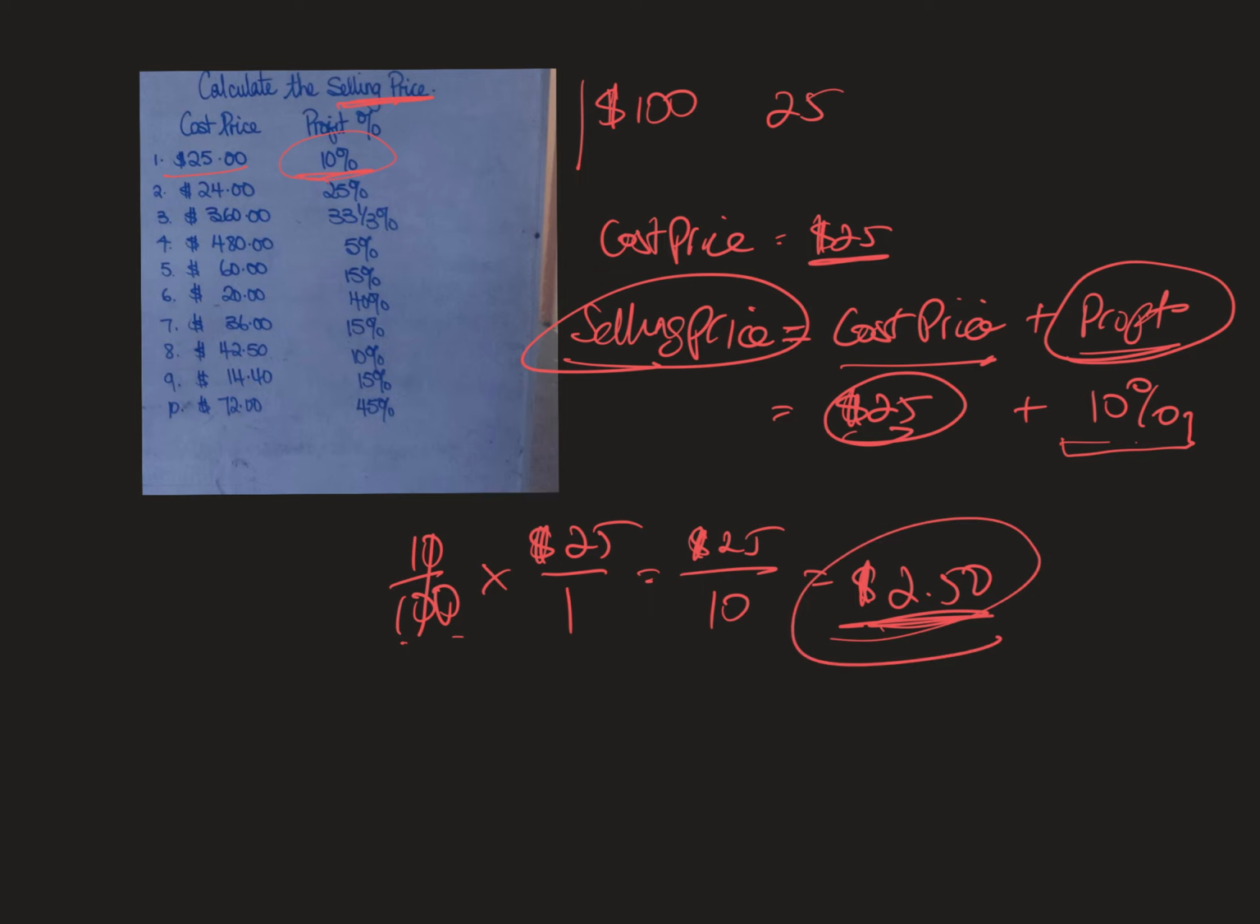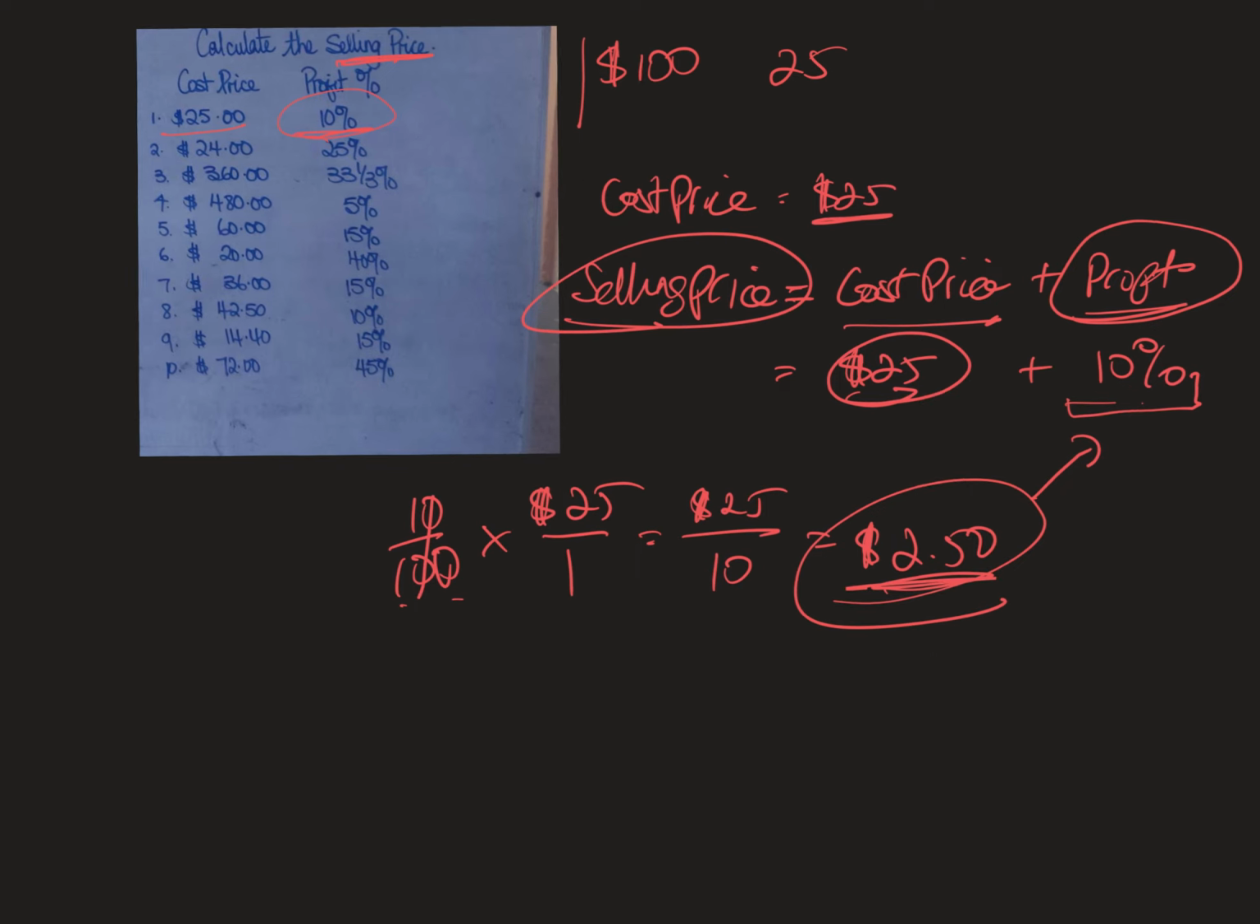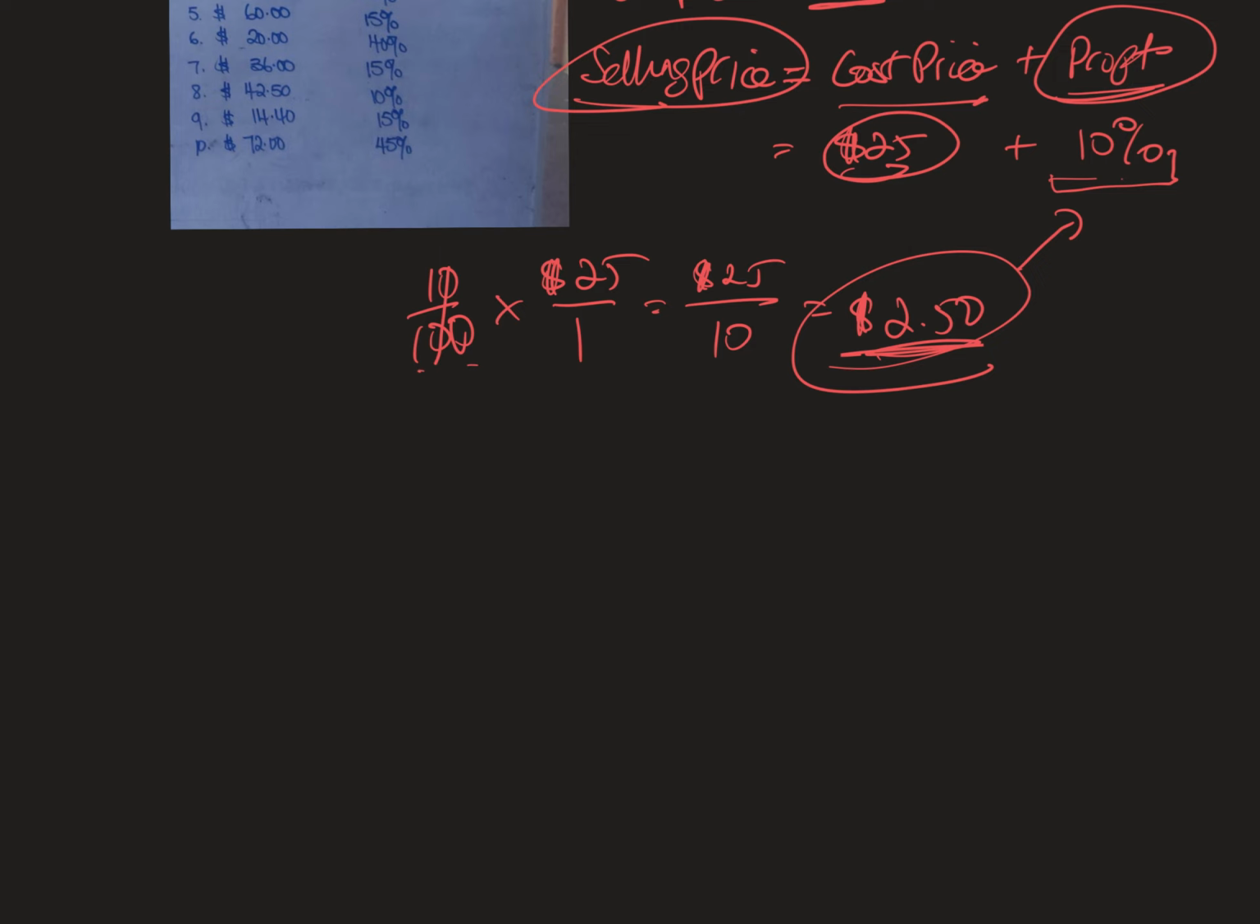So this is the profit. So once we add, so let me, can I scroll up? Okay, yeah, I can. So to find the selling price, we just add the $25 plus the $2.50, and we will get $27.50 as our answer, right?